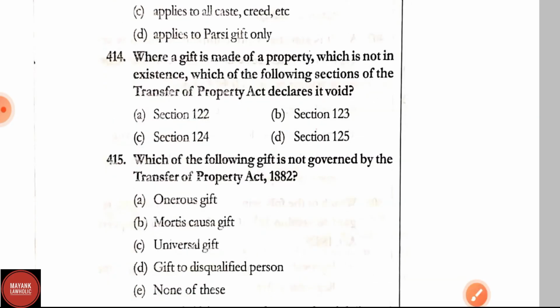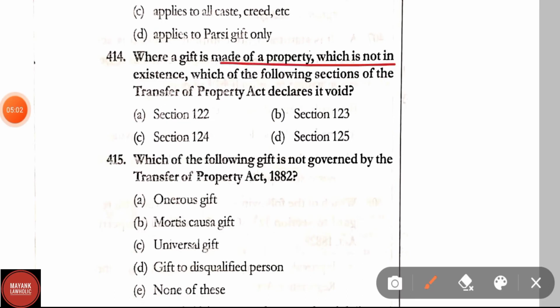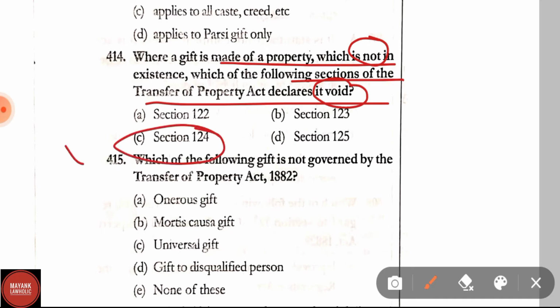Question number 414. Where a gift is made of a property which is not in existence, which of the following sections of the Transfer of Property Act declares it void? Options are Section 122, Section 123, Section 124, Section 125. Correct answer is option C, that is Section 124.